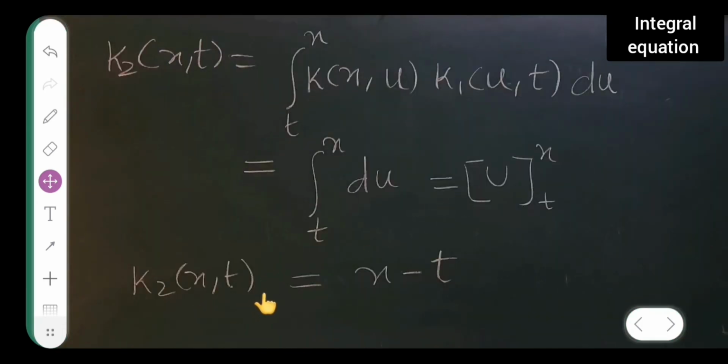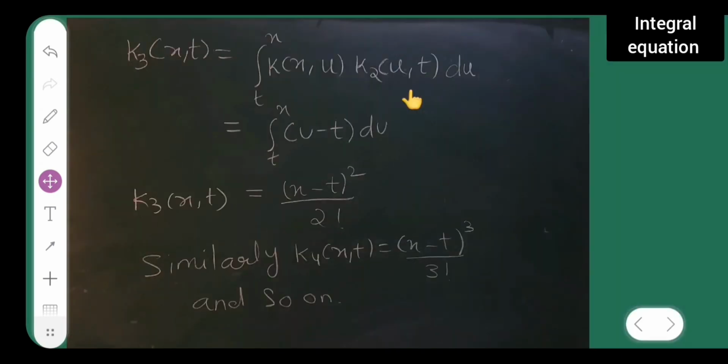K2 of x comma t is equal to x minus t. So what is K2 of u comma t? It will be u minus t du, right? Now this is equal to what? What I will get is K3 of x comma t is equal to (x minus t) the whole square upon 2 factorial. Similarly, K4 of x comma t is equal to (x minus t) raised to power 3 upon 3 factorial, and so on.